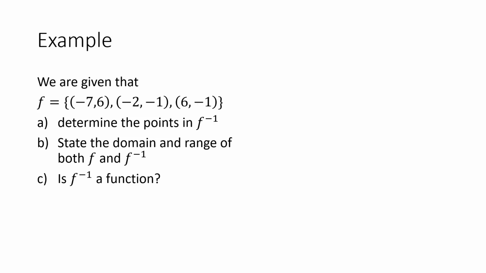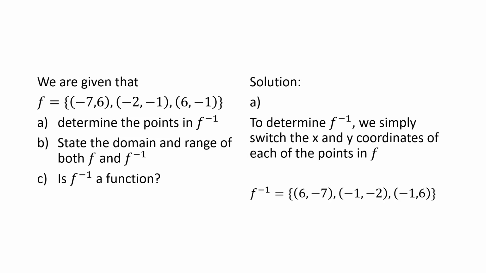Now, how about if we're given that the function f contains the points (-7, 6), (-2, -1), and (6, -1). Let's determine the points in f inverse, the domain and range of both f and f inverse, and determine whether f inverse is a function. Well, to determine f inverse, pretty easy. We just switch the x and y coordinates of each of the points. So we get (6, -7), (-1, -2), and (-1, 6).